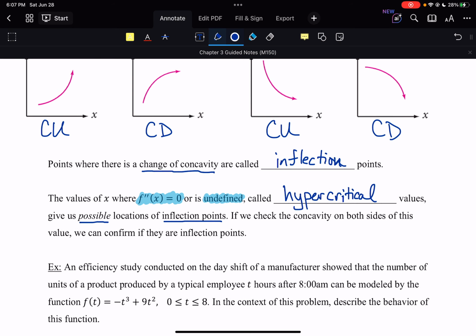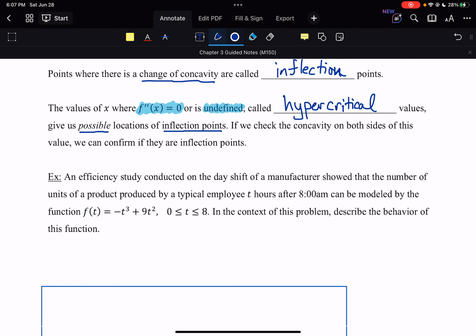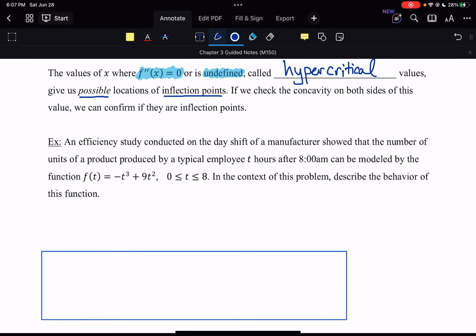So let's take a look at an example here. An efficiency study conducted on the day shift of a manufacturer showed that the number of units of a product produced by a typical employee t hours after 8 a.m. can be modeled by the function f of t is negative t cubed plus 9t squared, with t going from 0 to 8. So that's the 8 hours of their workday. In the context of this problem, describe the behavior of this function.